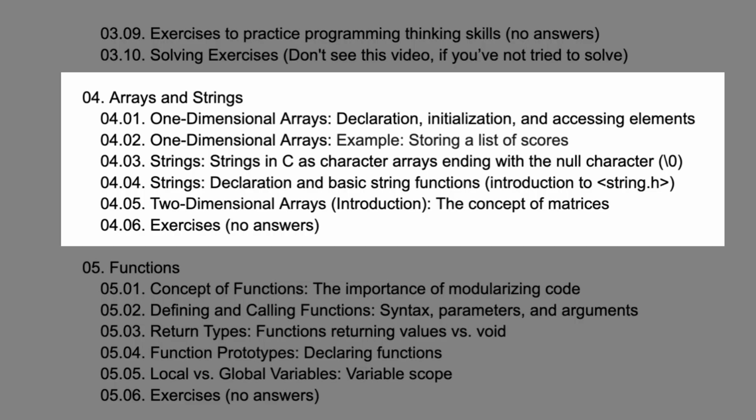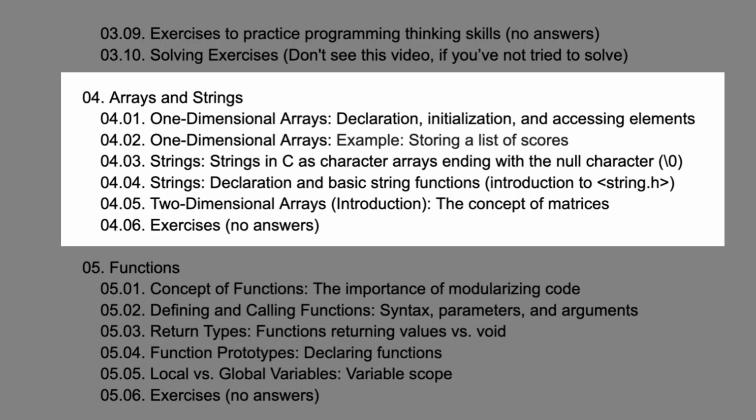First is one-dimensional arrays, declaration, initialization, and accessing elements. Second is one-dimensional arrays, example, storing a list of scores. Third is strings in C as character arrays ending with the null character. Fourth is strings, declaration and basic string functions, introduction to string.h. Fifth is two-dimensional arrays, introduction to the concept of matrices. Sixth is exercises. This lesson does not include the answers.